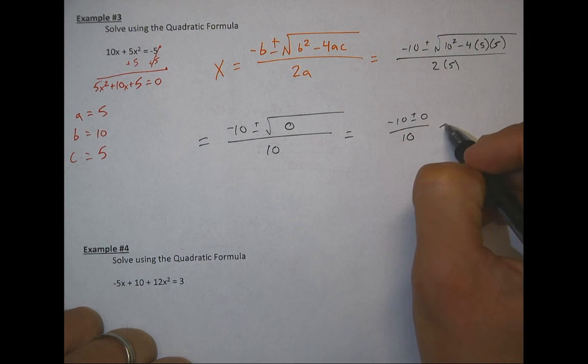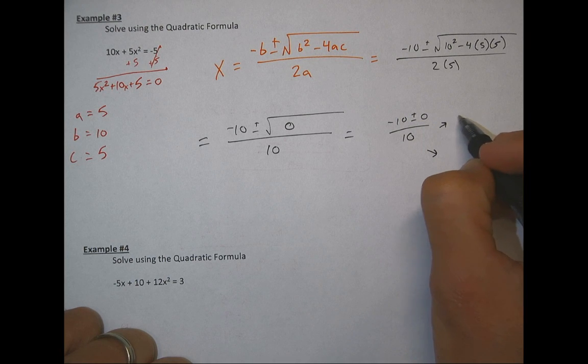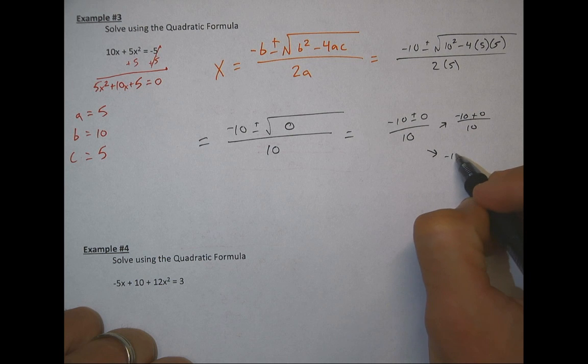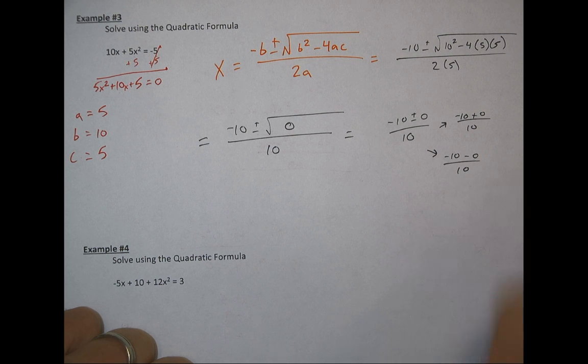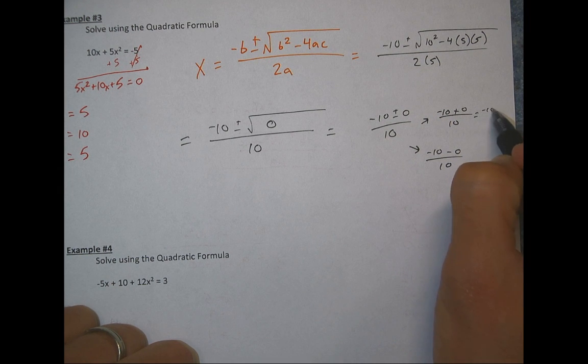Well, this technically splits into two pieces, but you can start thinking about what's going to happen here. It's going to be negative 10 plus 0 divided by 10, and it's going to be negative 10 minus 0 divided by 10. But either way, in this case, you're going to get the same thing, negative 10 over 10.